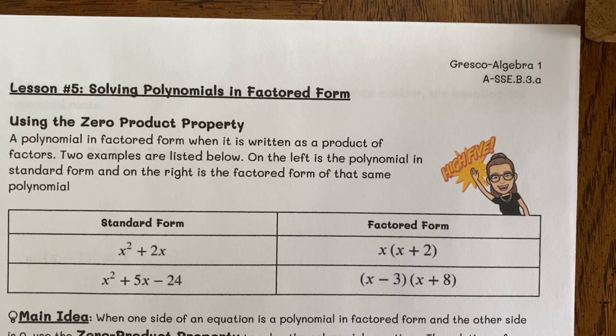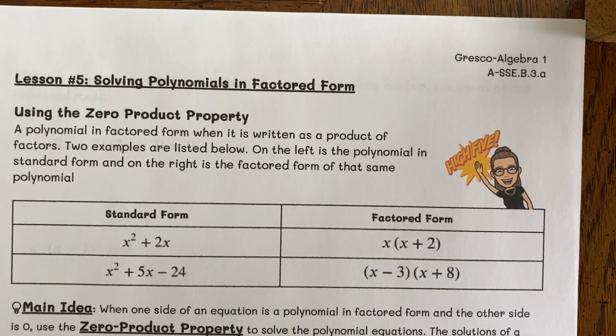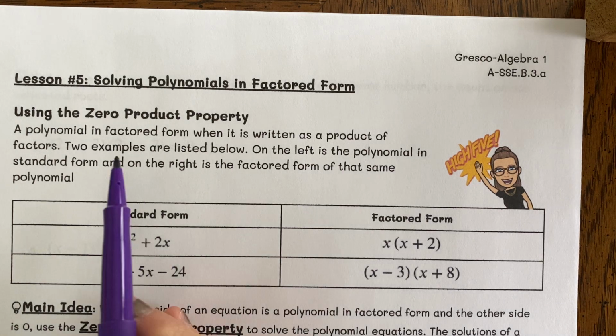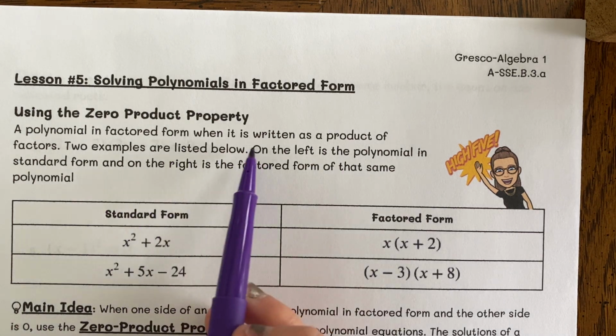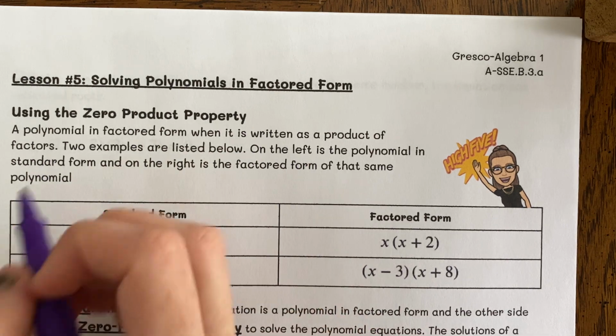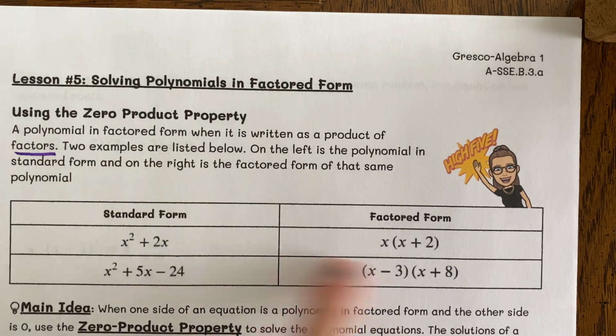Hey guys, so today we're going to be solving polynomials in factored form and using the zero product property. A polynomial is in factored form when it's written as the product of two factors. Two examples are listed below.